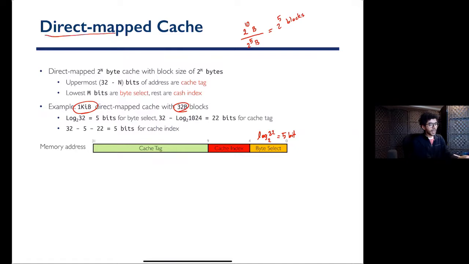Now, because this is a direct map cache, this means that I have 2^5 sets, because each set has a single block. So log of that, log 2^5 sets, that's 5 bits I need for finding my set. And the rest of it goes for tag. So in this example, I have a 32-bit address. So 32 minus 10, that's 22 bits left for the tag.